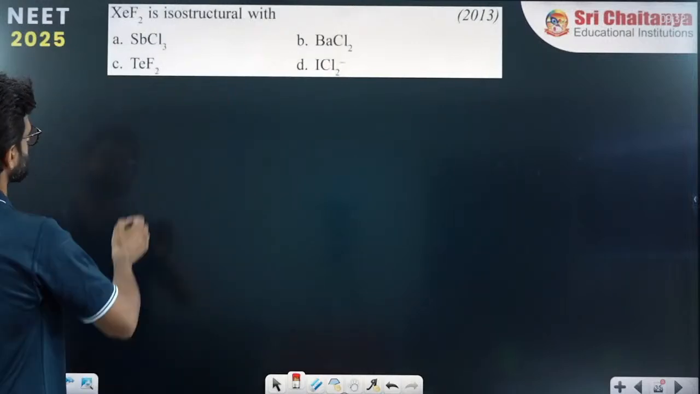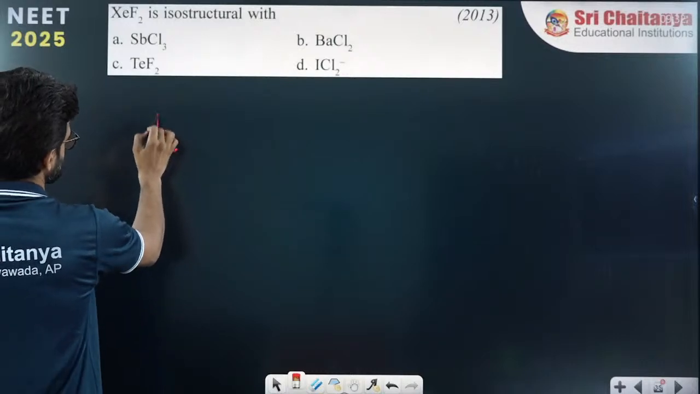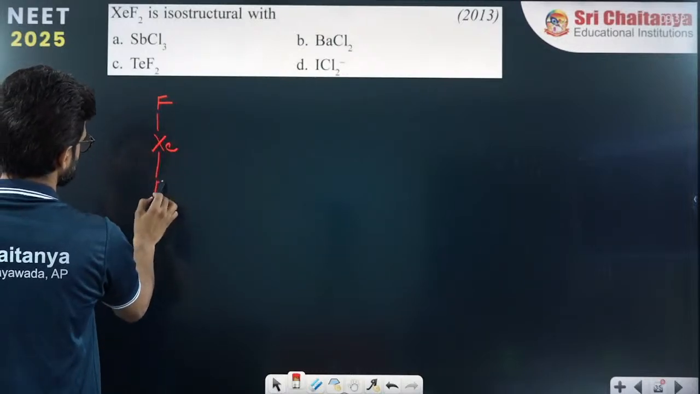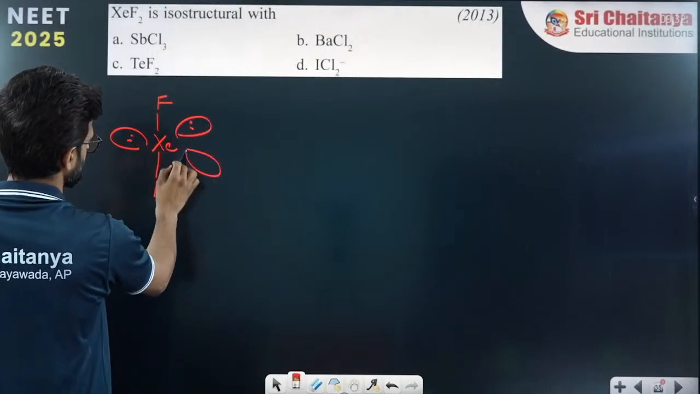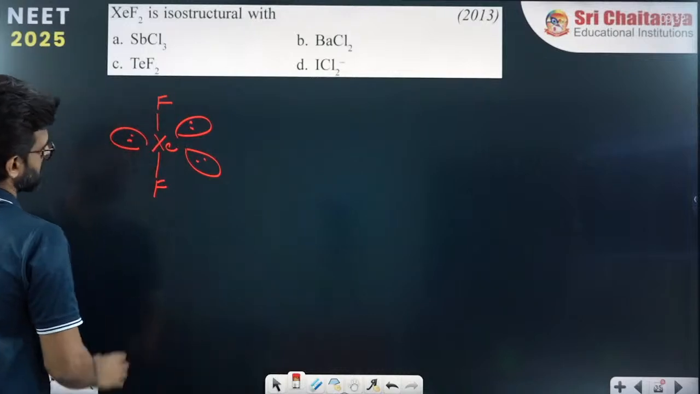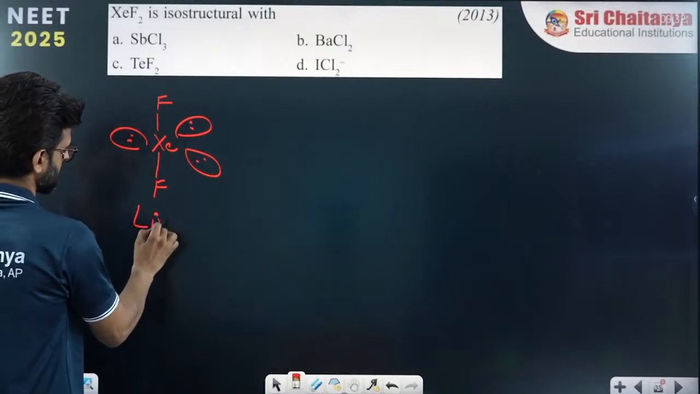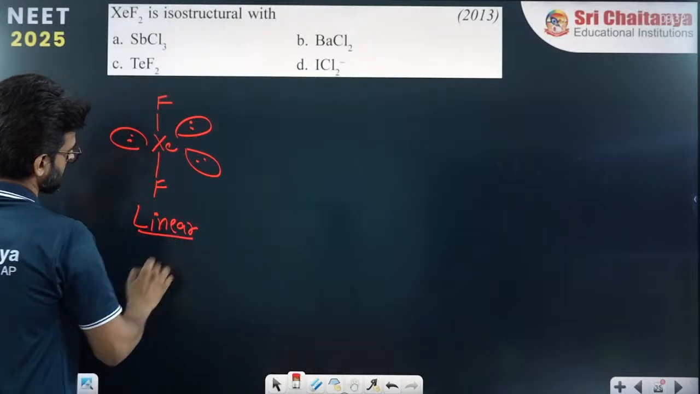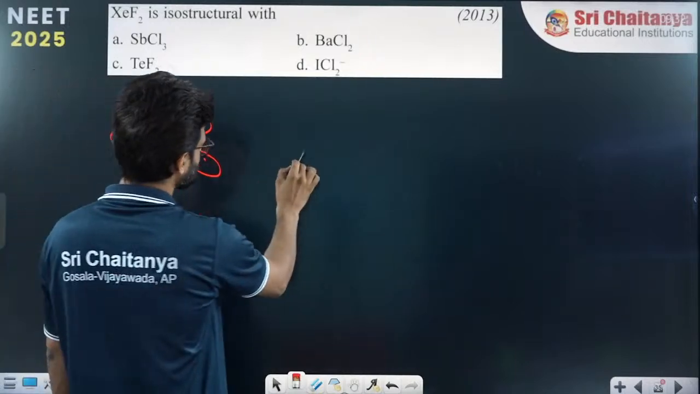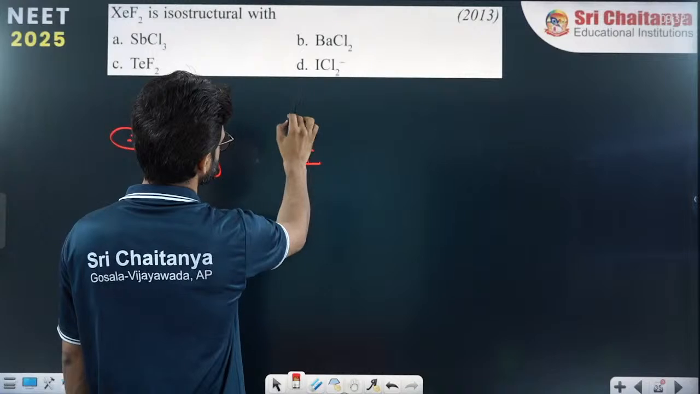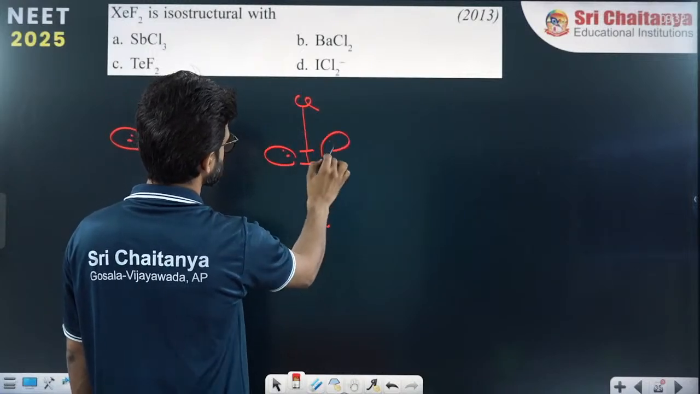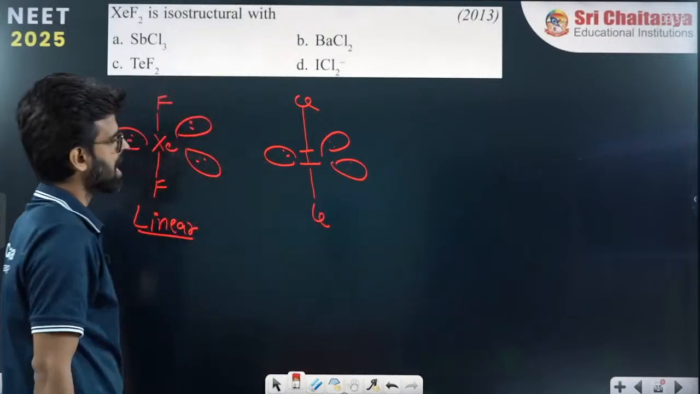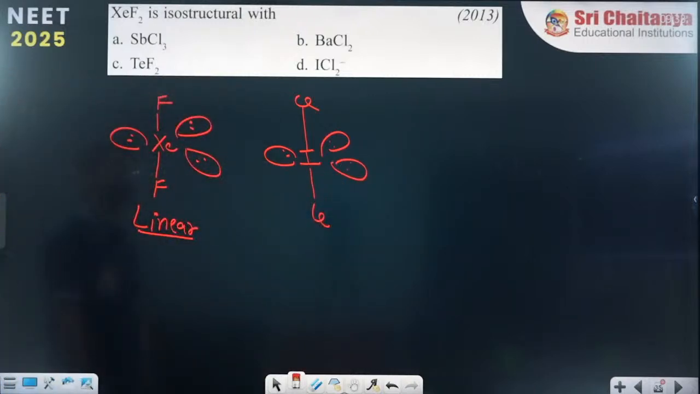XeF2 is isostructural too. XeF2, Xe has 8 valence electrons, 2 used in making bonds, and the rest are lone pairs. So it is linear. This is linear, right? And ICl2 negative, you see, I negative becomes 8 electrons, same thing will come, 2 bonds and 3 lone pairs. So both are linear here, right? Clear? ICl2 negative.